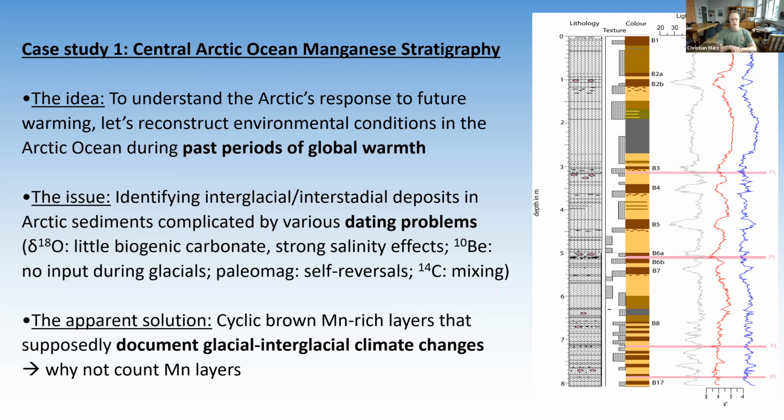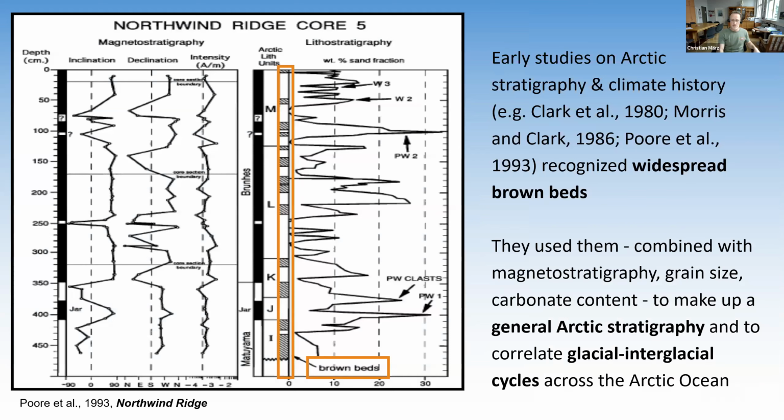But then some people found, oh, there are these cyclic brown manganese-rich layers that occur all along the continental margins of the Arctic Ocean. And they always look the same. They seem kind of cyclic. Why don't we just count manganese layers? Now, there are certain alarm bells ringing when manganese layers are supposed to be correlated, because manganese is one of the diagenetically most mobile elements.